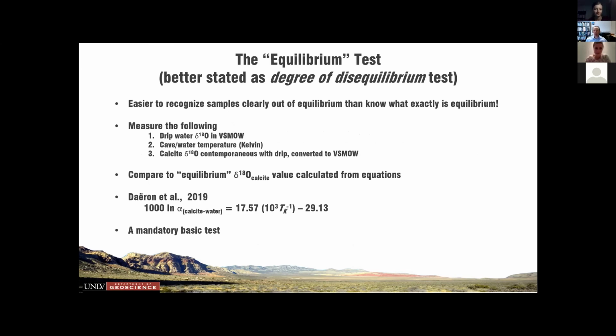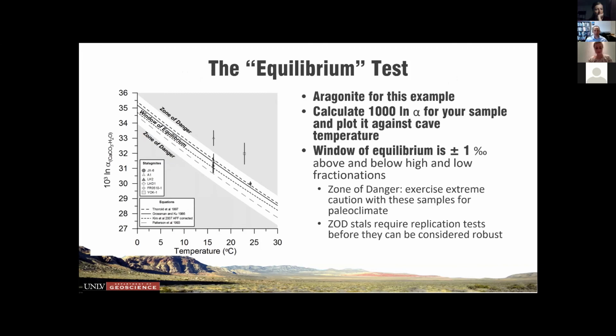We can estimate what the delta 18O value of a speleothem should be based on knowing the cave temperature and the drip water delta 18O values. Okay, there's some different equations for this. My current favorite equation is this Baron et al. 2019, which calculates the 10 to the third ln alpha between calcite and water. And really the only values here are temperature and the delta 18O value of the water. So what you can do is calculate that value for your particular speleothem in an equilibrium test.